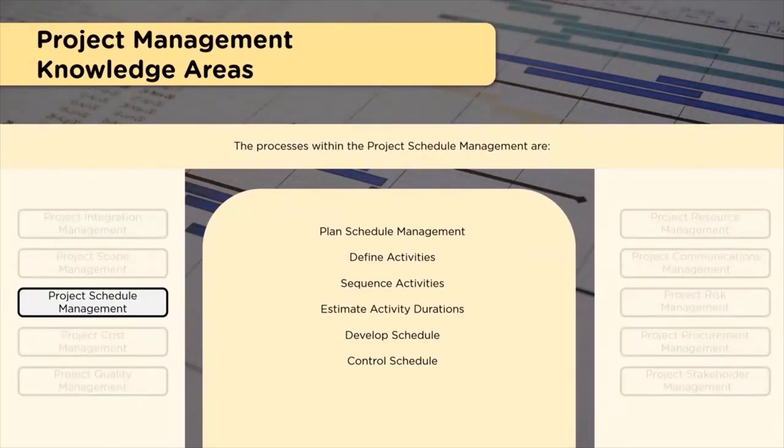So plan schedule management, define activities, sequence activities, estimate activity durations, develop schedule. All these 5 processes are in the planning process group. How schedule management has to be done needs to be clearly planned as part of plan schedule management. Then define activities, it is quite obvious.